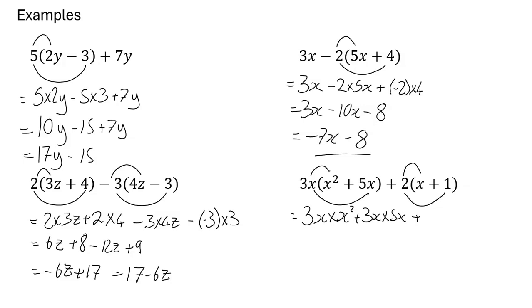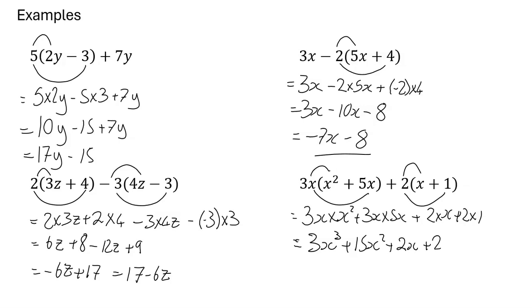Then we get into our second expansion. It's then plus 2 times the x plus 2 times the 1. So 3x times x squared, that'll give me 3x cubed. I'm then going to do 3x times 5x, gives me 15x squared. And then I'm going to have plus a 2x, and then plus a 2 from the other calculations.